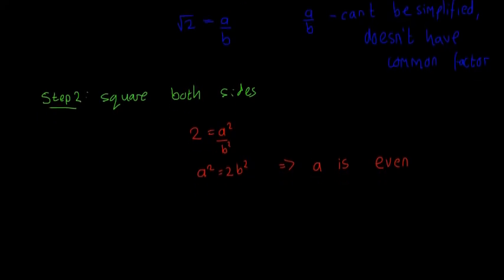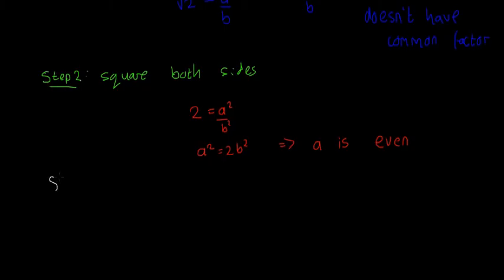We're going to keep going. So, step 3, and this is, we'll say let a be equal to 2k.